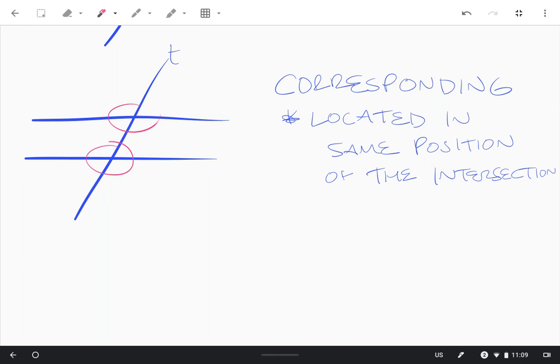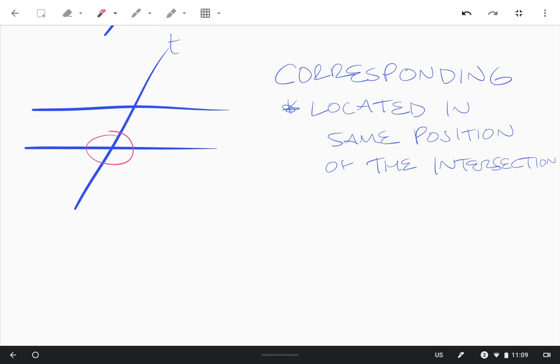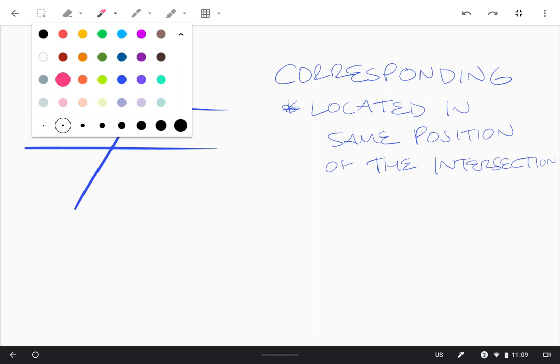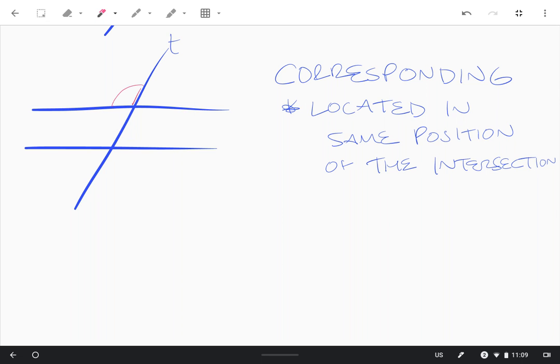So in other words, if I look at this intersection and this intersection, and I look at the same position, what I mean is this. This angle here is located in the same position as this angle here. In other words, if I were to kind of slide down this top angle here, it would slide directly into position with that other angle. So you can kind of see how they match up with each other. And that's kind of the concept behind corresponding angles.